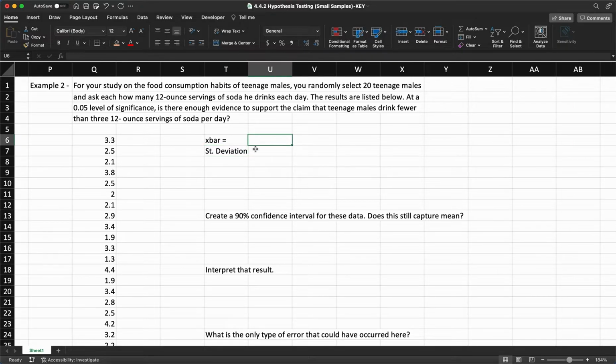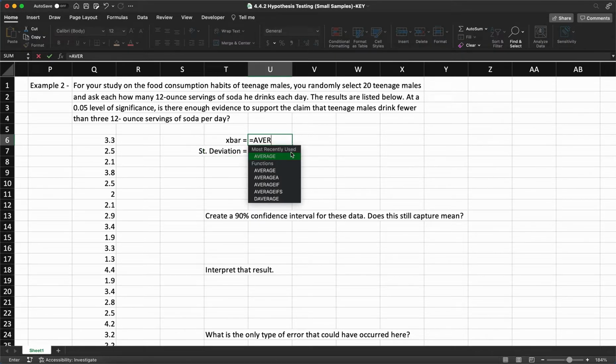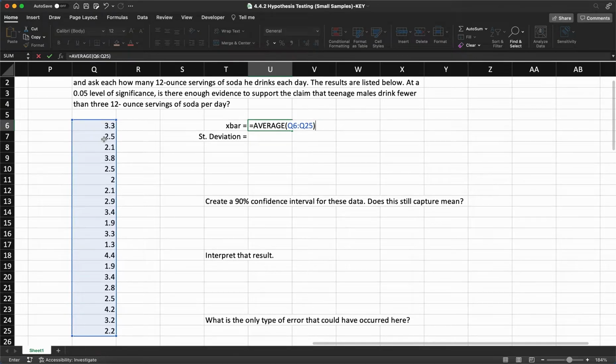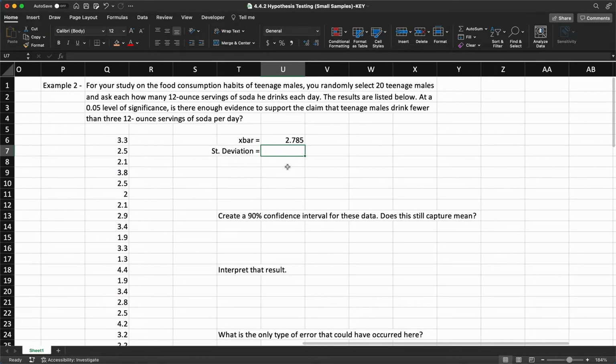So x bar is the average formula. So I'm going to find the average of these 20 numbers. So that's 2.785. So far, our claim is that teenage males drink fewer than 3 12-ounce servings of soda, and this is less than 3, so that's a good claim.